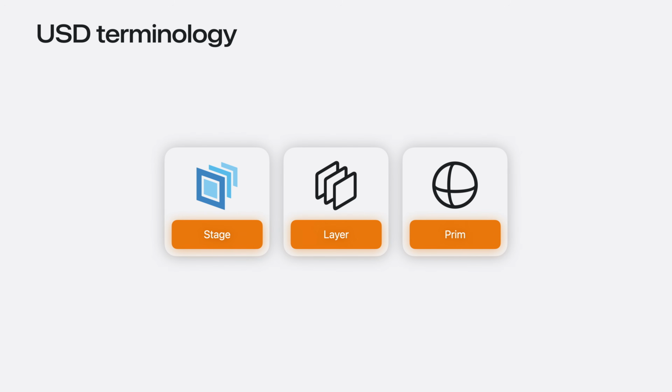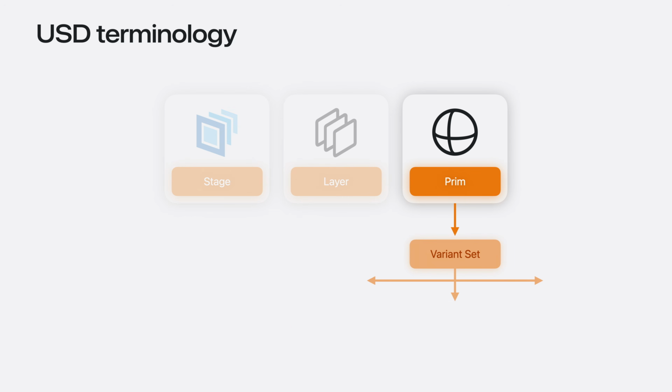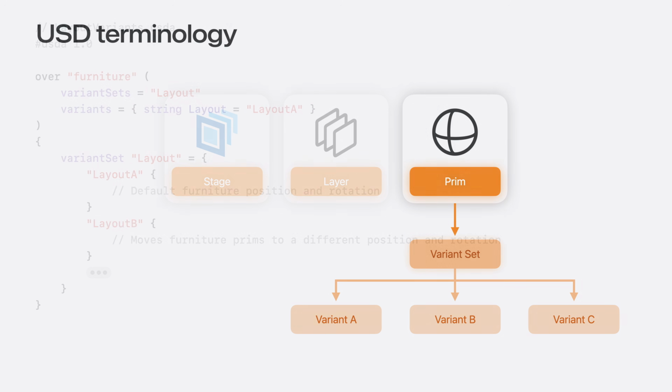Before jumping into code, let's go over some details of what a USD stage is and some USD terminology. A stage is composed of one or many layers, and layers contain USD prims. A USD prim is an object that can represent many different features like a 3D transformation or a mesh. And variant sets can swap in alternative data on a prim.